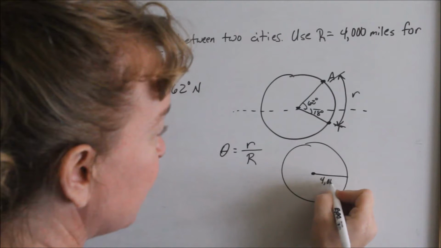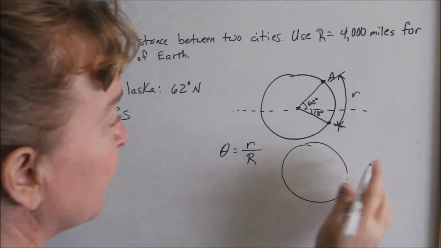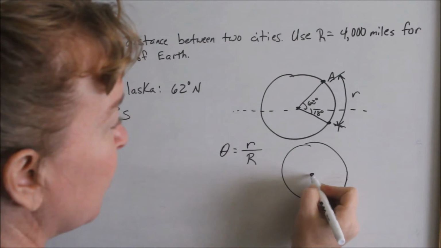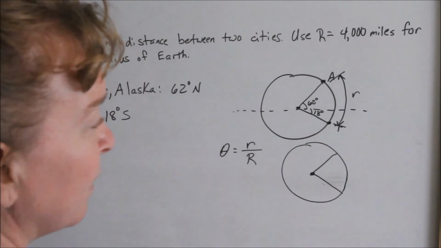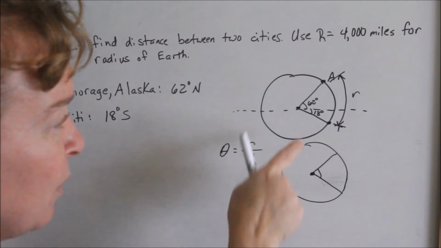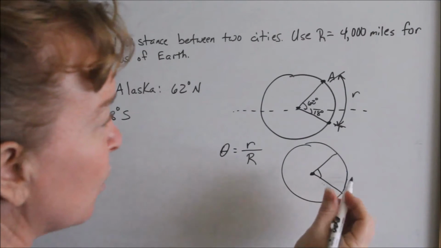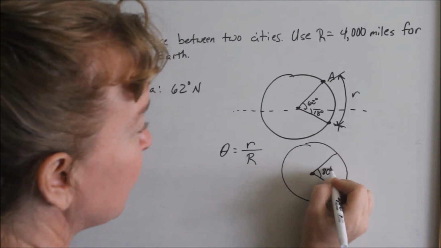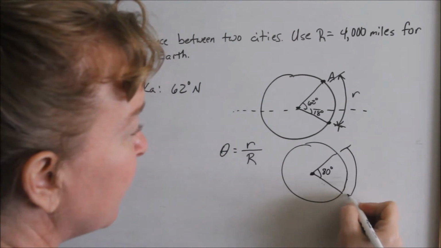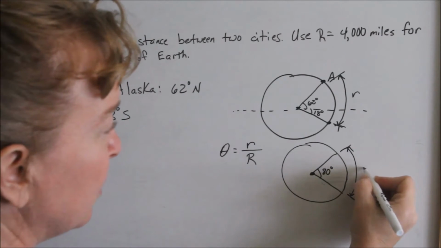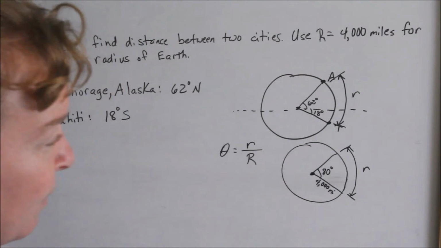this is 4,000 miles, that's our radius, and then, well, let me redraw that. Here's what we have. We have this, and then this. I've exaggerated a little bit. That total angle is going to be the 62 degrees plus the 18 degrees. Okay? So that total angle there, 62 and 18, should be 80 degrees. Okay? Then we can find the distance, or that arc length, which is lowercase r, and then our capital R is 4,000 miles radius of the Earth.